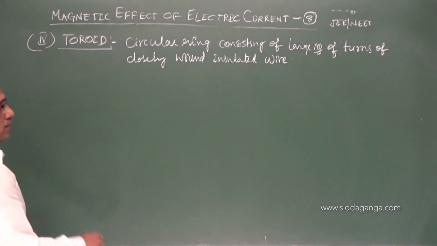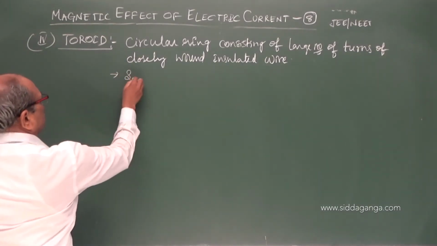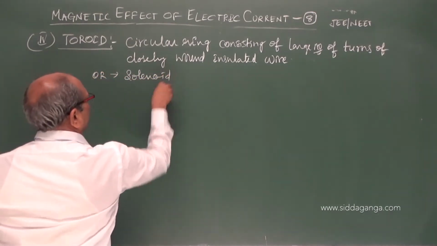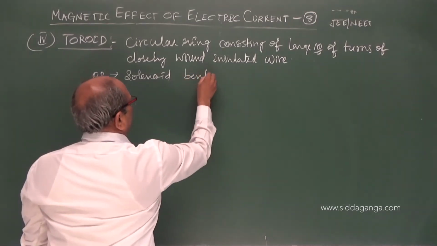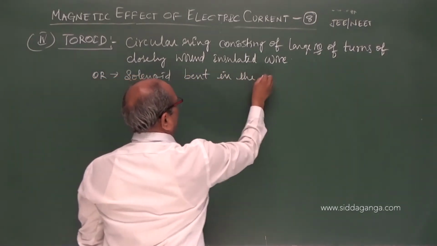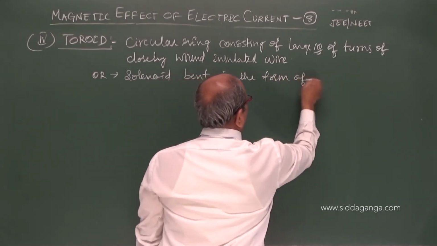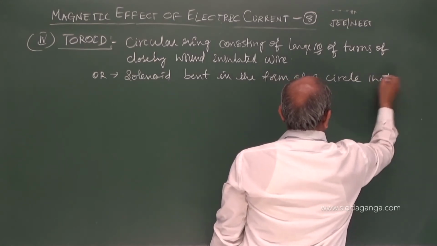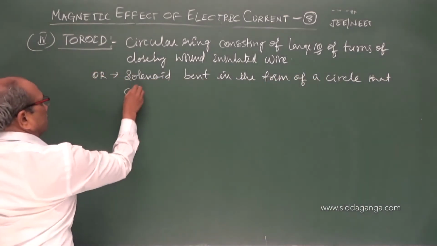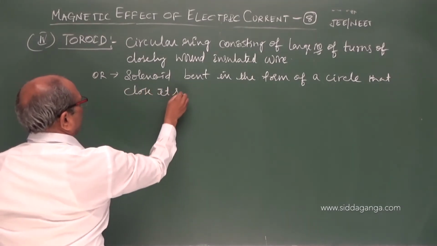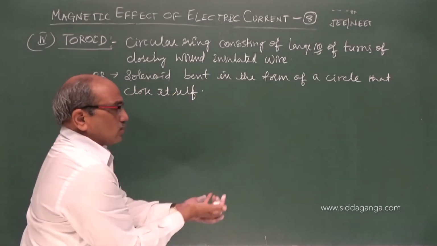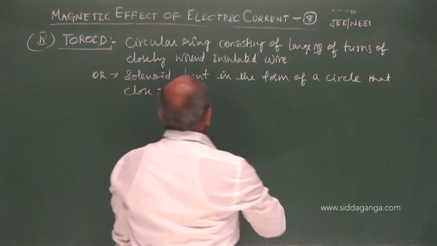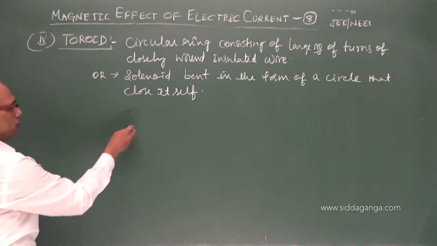A toroid is a solenoid bent in the form of a circle that closes itself end to end. If we bend the solenoid and join it, it almost appears like a solenoid. Toroid. How is this toroid?